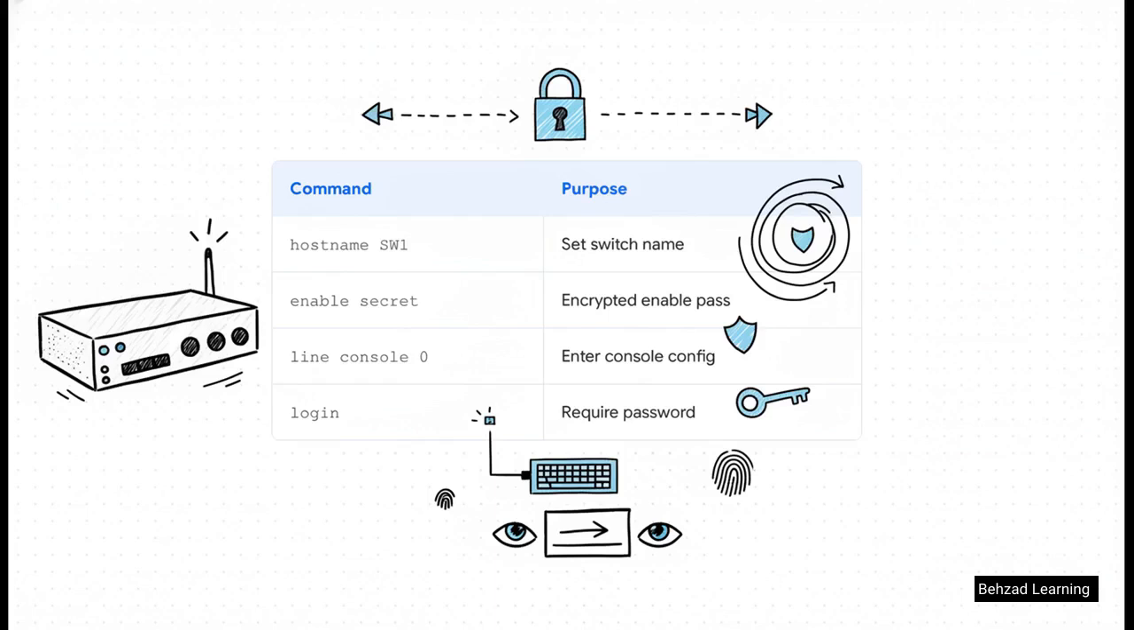Then, we lock down the physical port itself. We type line console 0, we set the password by typing password faith, and finally, don't forget this part, we type login to actually force the switch to prompt the user for that password.